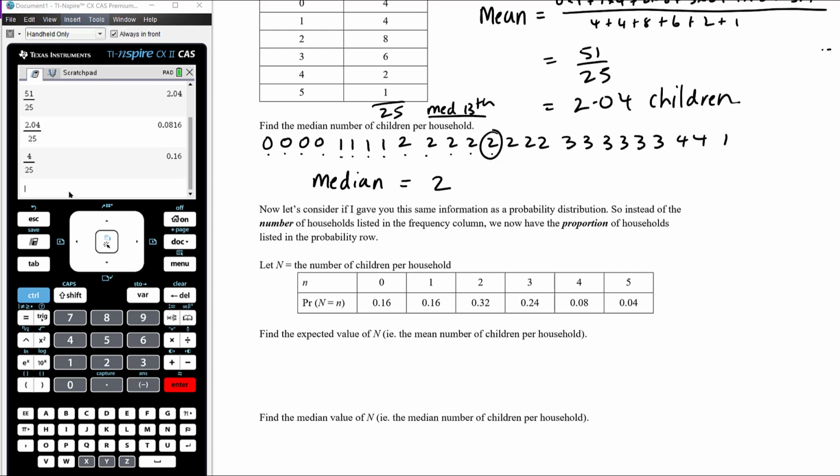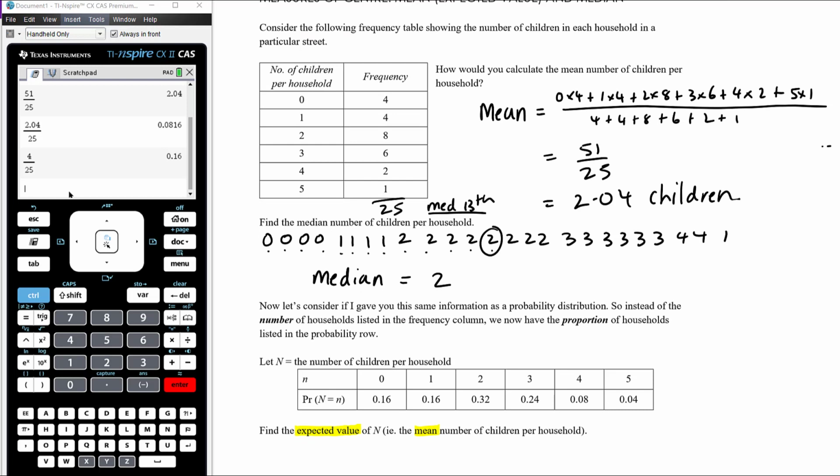And so if we want to find the expected value of n, now expected value is the phrase we use for probability distributions when we want to find the mean. So it's the same thing. It's the expected number of children we would get in a household, the mean number of children. So if we want to calculate the mean, let's think about how we did it up here. We multiplied each of the data values by the frequency, added them all up, and then divided by 25.